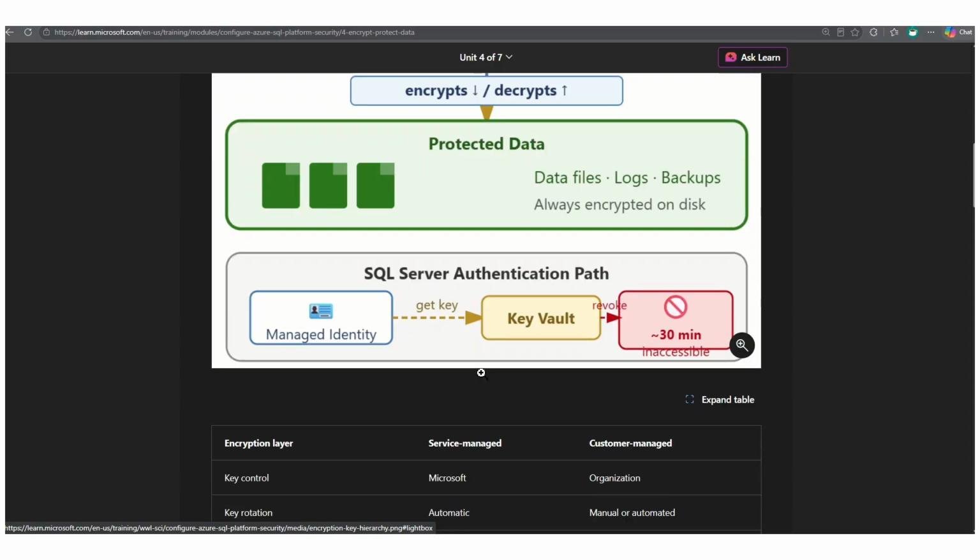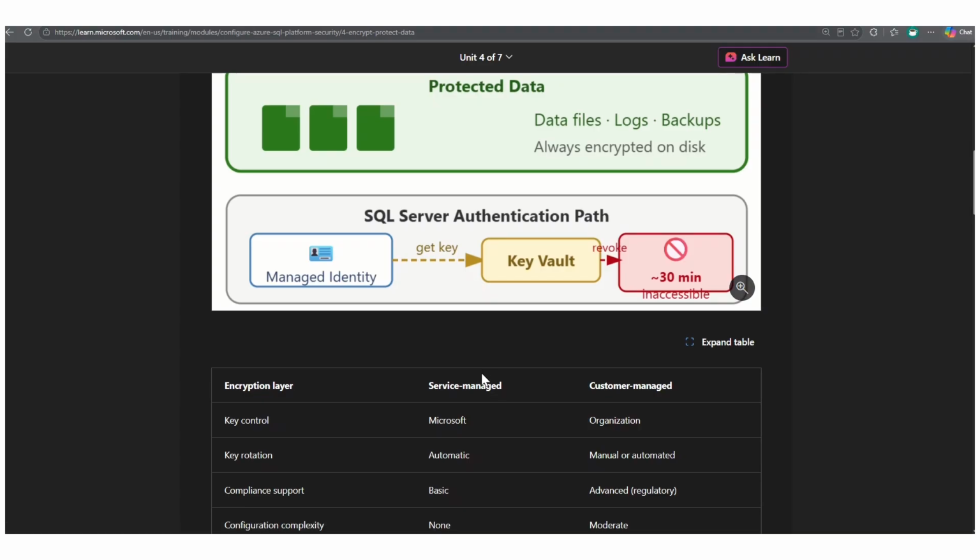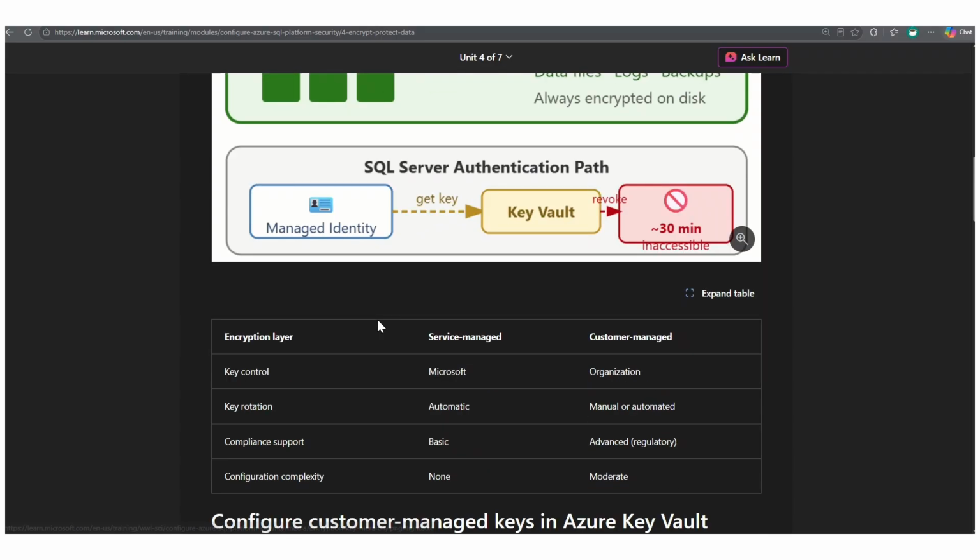We just saw how to do that. All right. So the SQL Server authentication path, we got managed identity. It would get the key from Entra, go to Key Vault, and again, do whatever you need to do, and then you could block access as well.